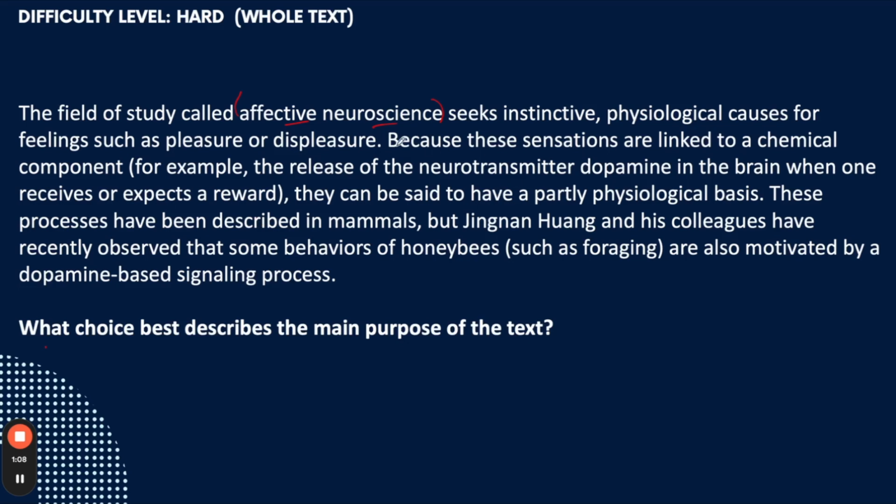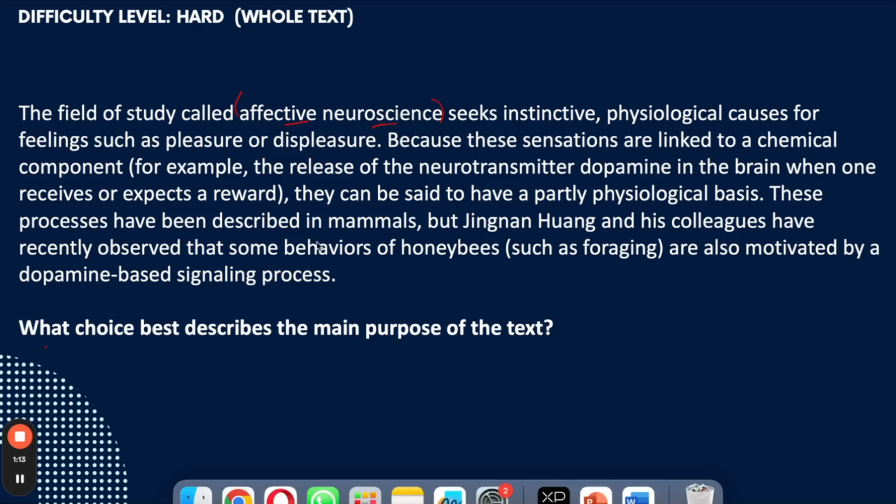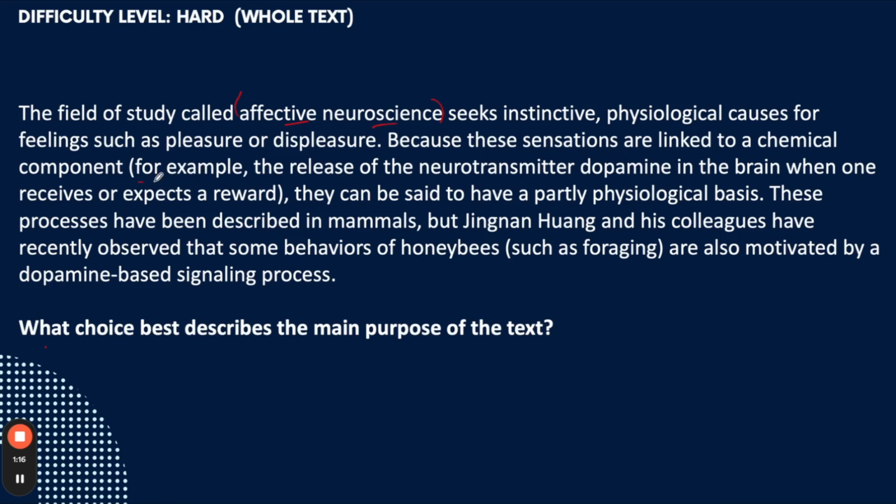Let's read the next sentence. Because these sensations are linked to a chemical component, they can be said to have a partly psychological basis. Now, what is this sentence doing? It's explaining that emotions like pleasure are connected to the release of dopamine. That's the example. However, I'm focusing more on what the overall sentence is saying. It gives us a physical foundation. These emotions give us a physical foundation, and that's what they are talking about.